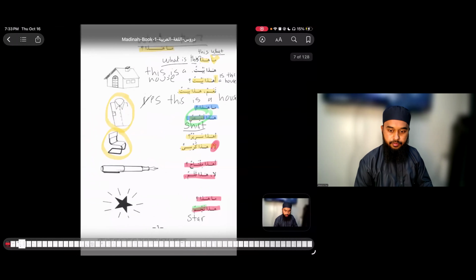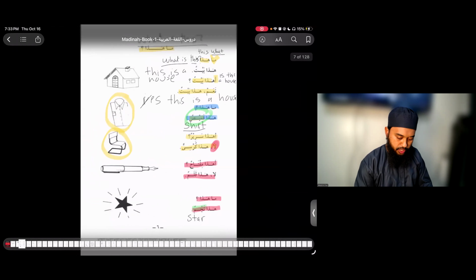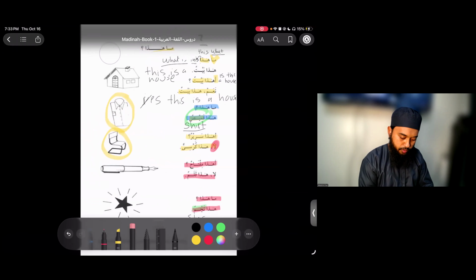Second page. Yes, I'll hide the camera. Second page. Let me just erase what I wrote in the past.